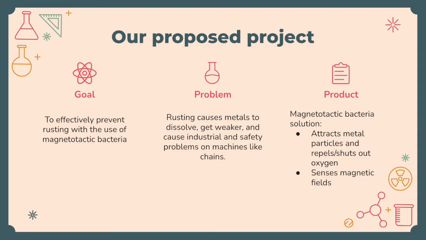Now I will present our proposed project from the Synarmos World Academy-wide team. Firstly, our goal was to effectively prevent rusting with the use of magnetotactic bacteria. The problem was that rusting causes metals to dissolve, get weaker, and cause industrial and safety problems on machines like chains and elevators. Our final product was a magnetotactic bacteria solution that attracts metal particles and repels or shuts out oxygen and senses magnetic fields, so that it will effectively prevent rusting by repelling oxygen from metals.